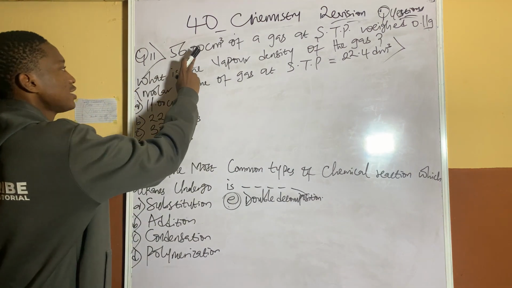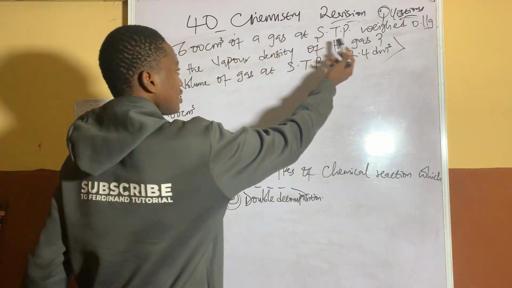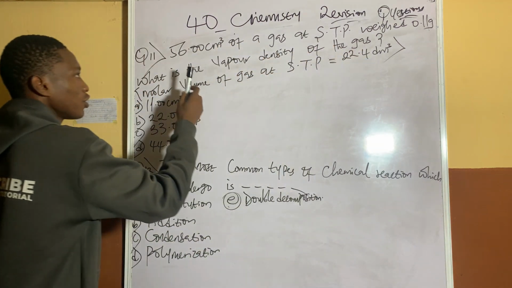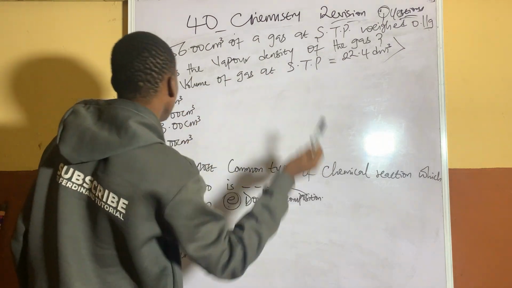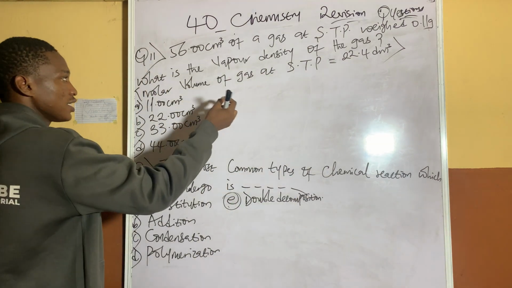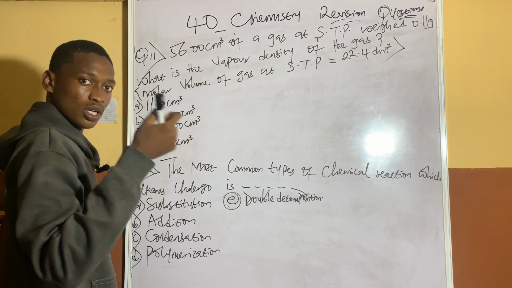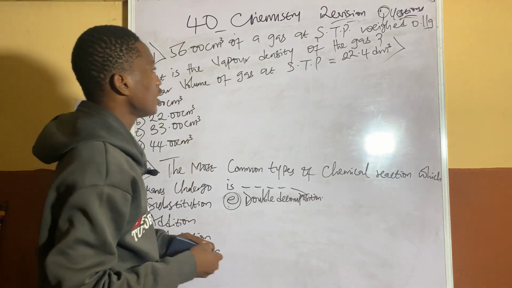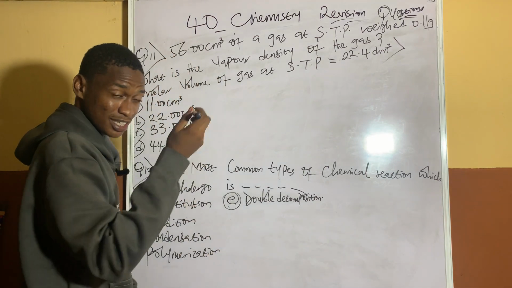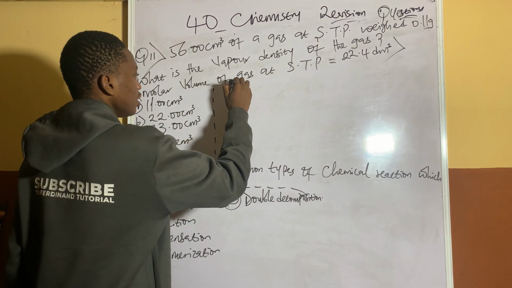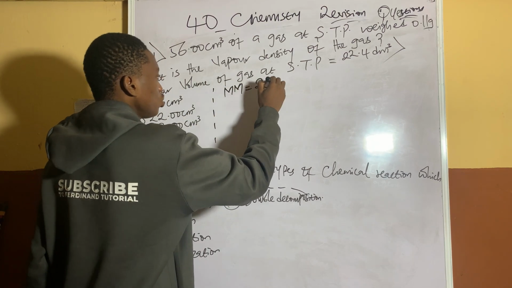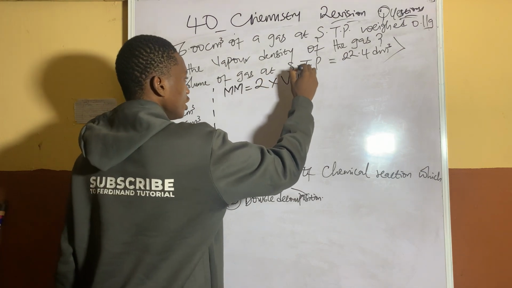Let's look at question 11. It says 56 cm cube of a gas at STP weighed 0.11 gram. What is the vapor density of the gas? Molar volume of gas at STP equals 22.4 dm cube. Since they're asking for vapor density, remember I told you that molar mass is equal to 2 times vapor density.